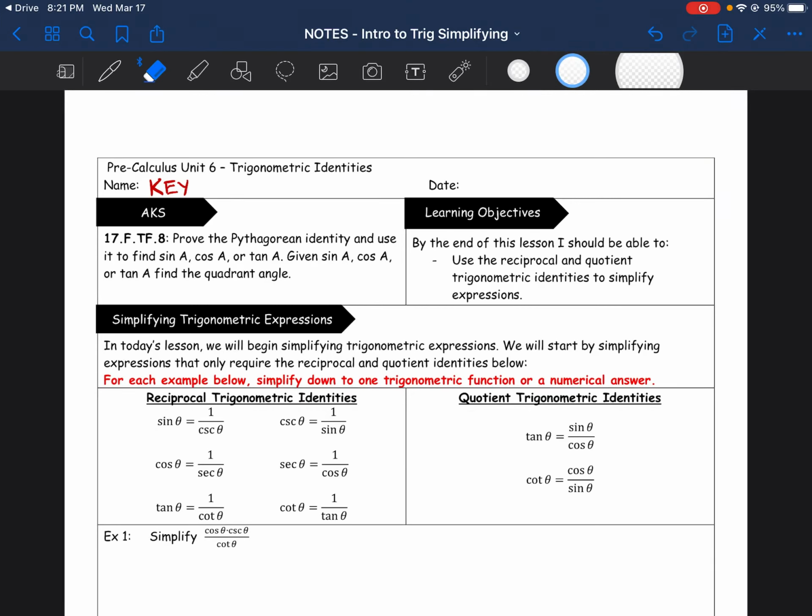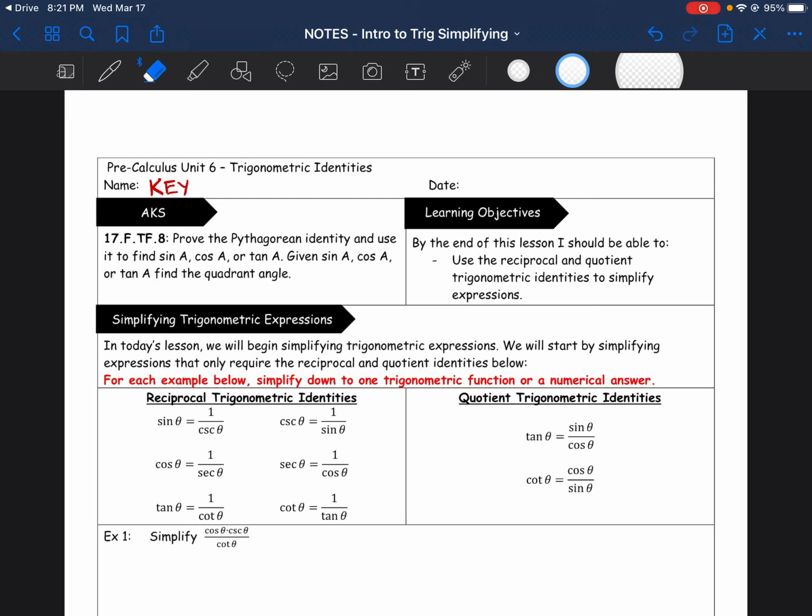In today's video, we're going to look at simplifying trigonometric expressions. Let's go and get started. So we've spent the last several lessons building kind of a trigonometry toolkit. We've got some reciprocal trig identities, we have some quotient trig identities, some difference formulas, double angle formulas, and we even just proved the Pythagorean identities as well.